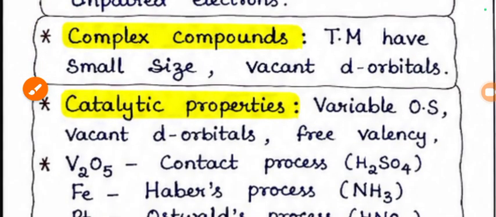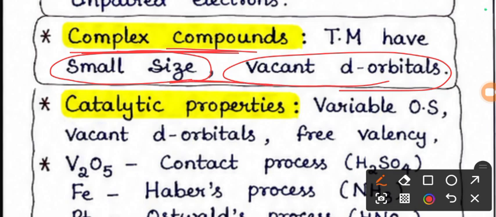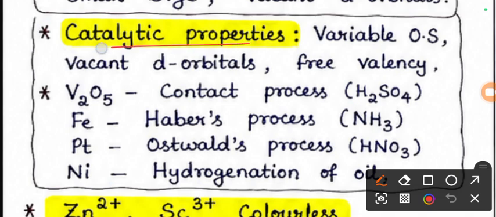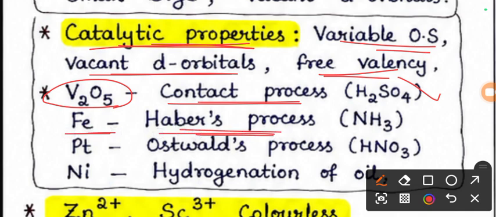In transition elements, we can also find complex compounds. Transition metals can form complex compounds because of their small size and vacant d orbitals. These two reasons are responsible for the formation of complex compounds. And transition elements show catalytic property also because of variable oxidation state, vacant d orbitals and free valency. For example, vanadium pentoxide is used in the contact process to manufacture sulfuric acid, iron is used in Haber's process to manufacture ammonia, platinum is used in Ostwald process to manufacture nitric acid, and nickel is used in hydrogenation of oil.